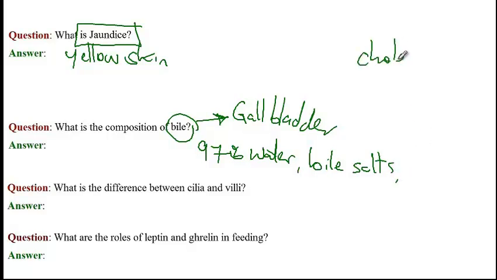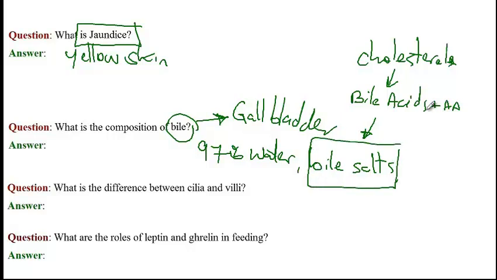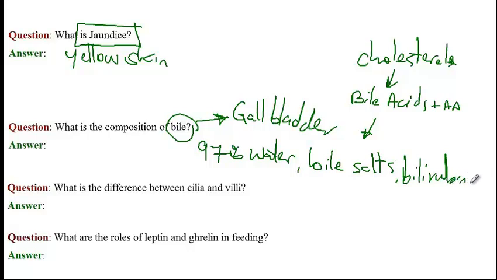We just discussed how inside the liver cholesterol is converted into bile acids that are conjugated with amino acids in order to form bile salts, and these bile salts can now emulsify fat particles. Now bile is also composed of a small amount of bilirubin, which is a byproduct of hemoglobin breakdown, and it also contains other fat molecules, like for instance cholesterol or fatty acids.